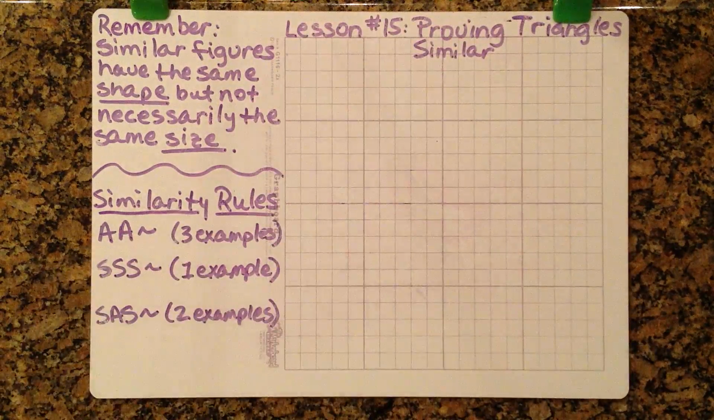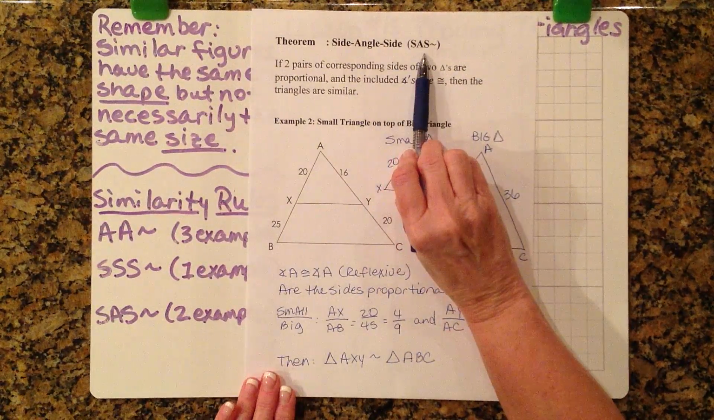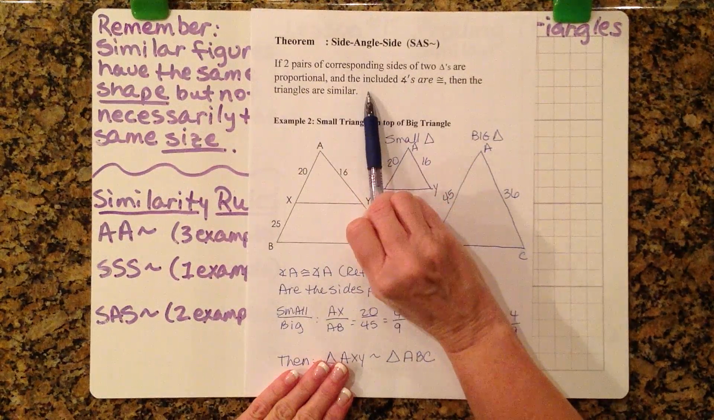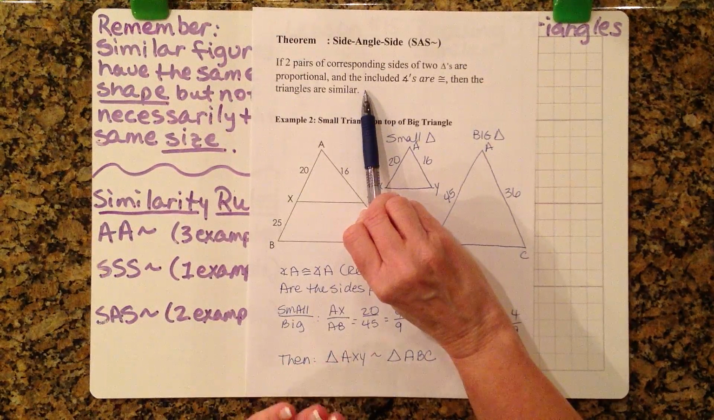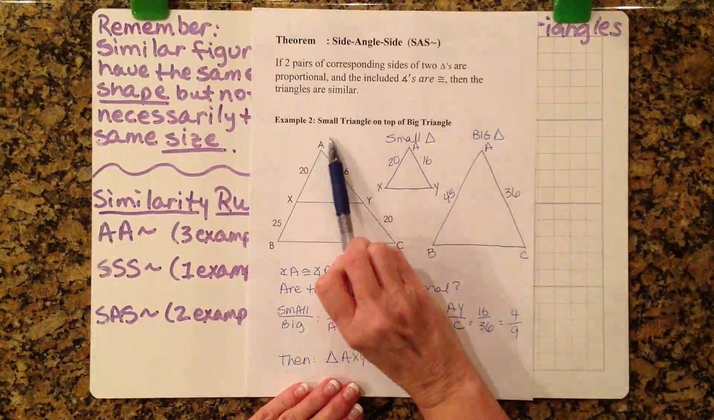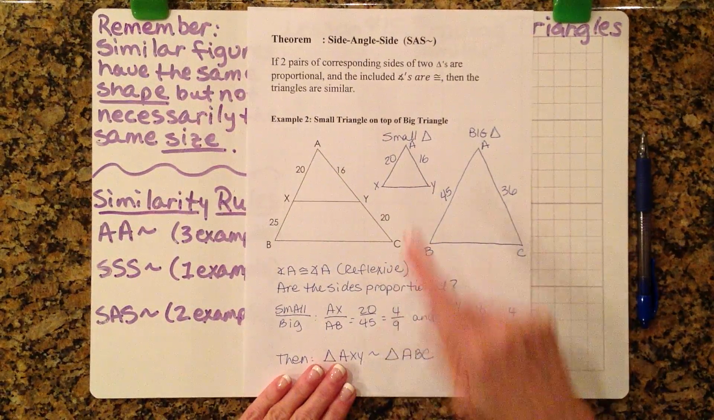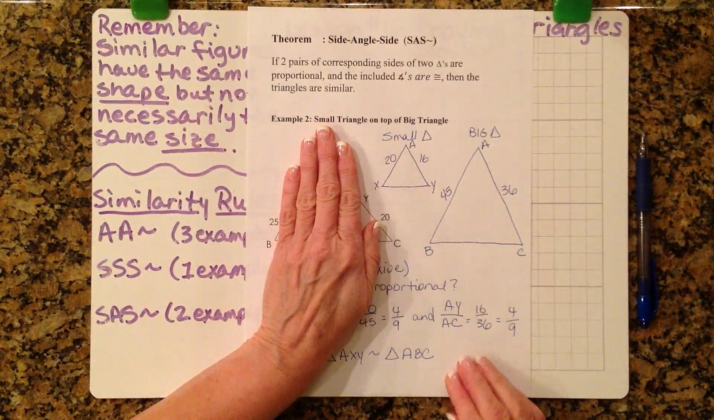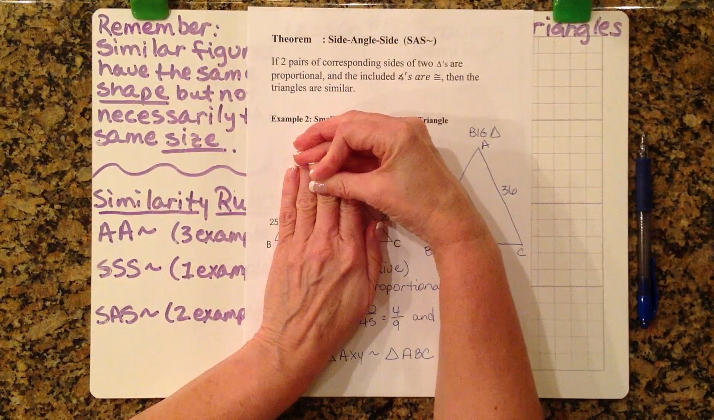All right, our very last example for the lesson is still looking at side, angle, side, and we're going to do example 2. What I did here is I just wrote down the theorem again. This is what you saw just a minute ago with example 1. But this example, I've got a small triangle on top of a big triangle. We looked at one like this just a little while ago, where I have a big triangle, and then I have a smaller triangle on top of it. So they're going to share some things.